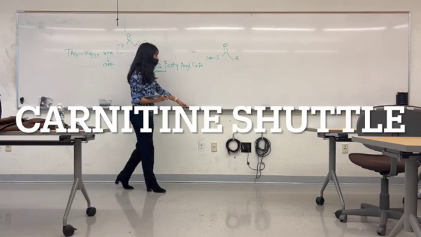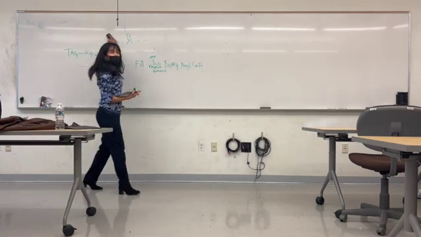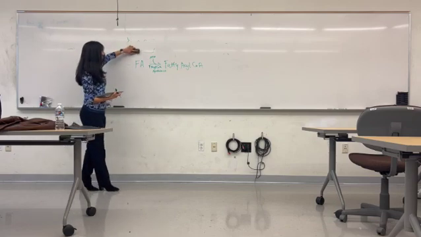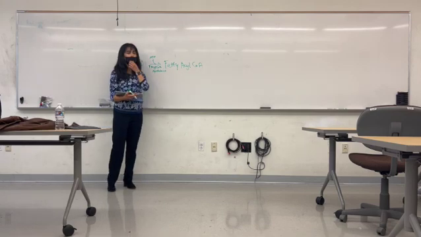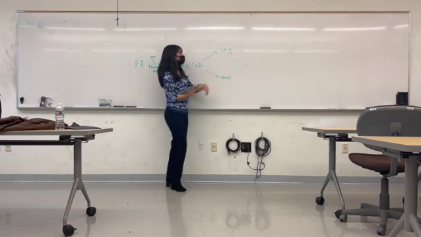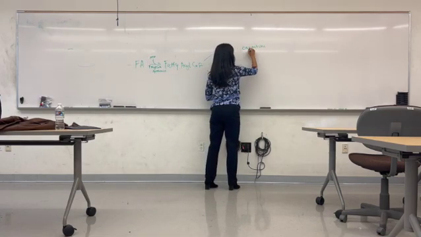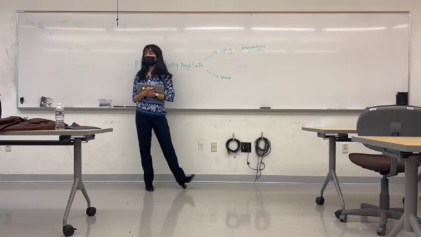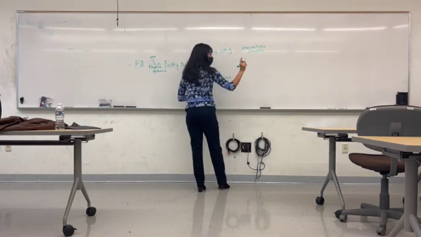So I get the fatty acyl CoA. What's the difference then between long fatty acyl CoAs versus short fatty acyl CoAs? I have a fatty acid and I made a fatty acyl CoA. Long fatty acyl CoAs are going to use the carnitine shuttle. Short fatty acyl CoAs are going to just diffuse right across the mitochondrial matrix to do beta oxidation.